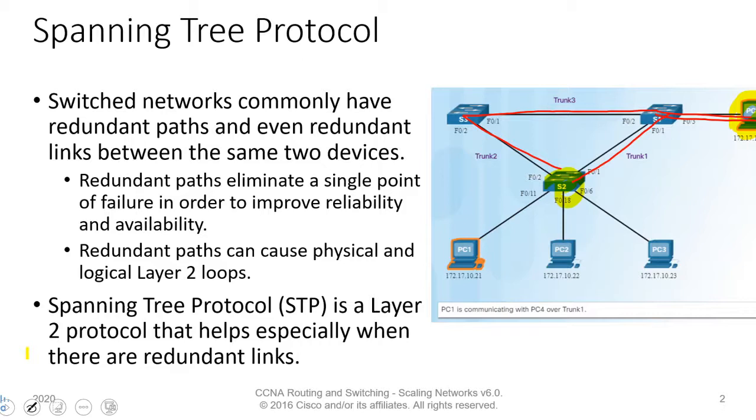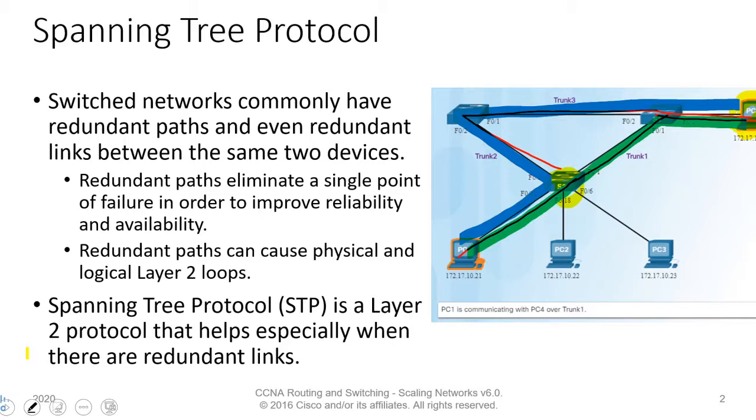So the traffic is originating from PC1. What we can see here in this example is there are two possible pathways to reach the same destination. One pathway is this and the other pathway is this. Now, when we have such redundant pathways, it can also lead to some problems, in terms of what we call loops.